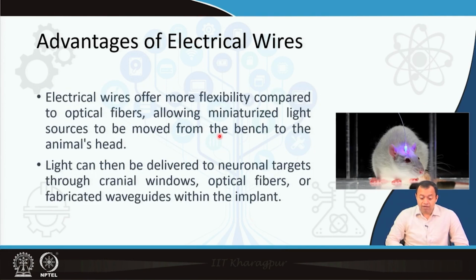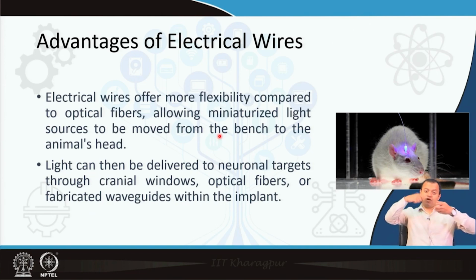Advantage: electrical wires offer more flexibility compared to optical fibers, allowing miniaturized light sources to be moved from the bench to the animal's head. Light can then be delivered to neuronal targets. These are electrical connections. You can bend it, and several different organic polymers, plastic electronics, these conducting organic polymers can be used to connect with, insert inside the brain, and they can also glow at a particular electric current being passed through them, and that light.